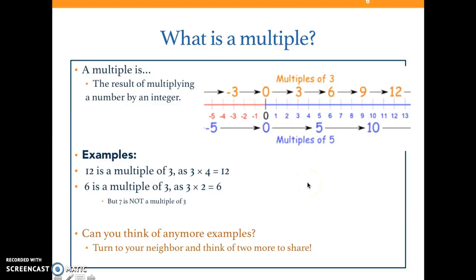Let's think of a non-example right here. 7 is not a multiple of 3 because 3 plus 3 is 6, now plus another 3 is 9. We see 7 right here kind of in the middle. So we know that that's not going to be a multiple because it's not going to be a whole number. Can you think of any more examples? Turn to your neighbor and think of 2 more to share.